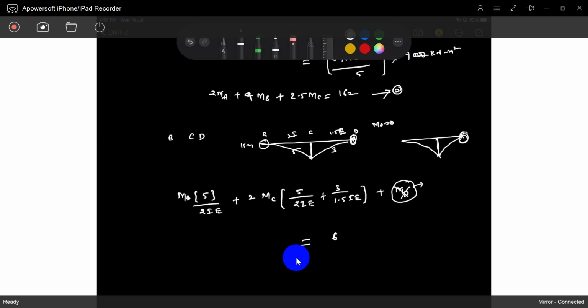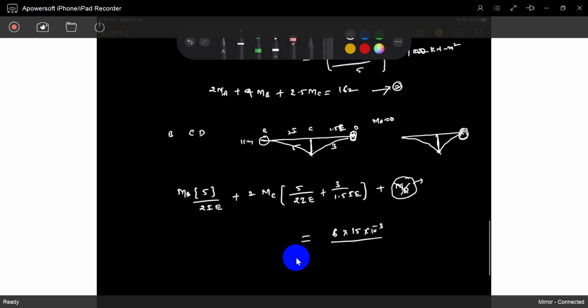So 6 delta 1, where delta 1 is 15 mm, divided by L1. L1 is 5 meters. So second is 6 into 15 into 10 power minus 3 divided by 5. Delta 1 and delta 2 are the same, 15 mm. Understood? Sorry, it's not 5, it's 3 meters. L2 is 3 meters. That's it, na?